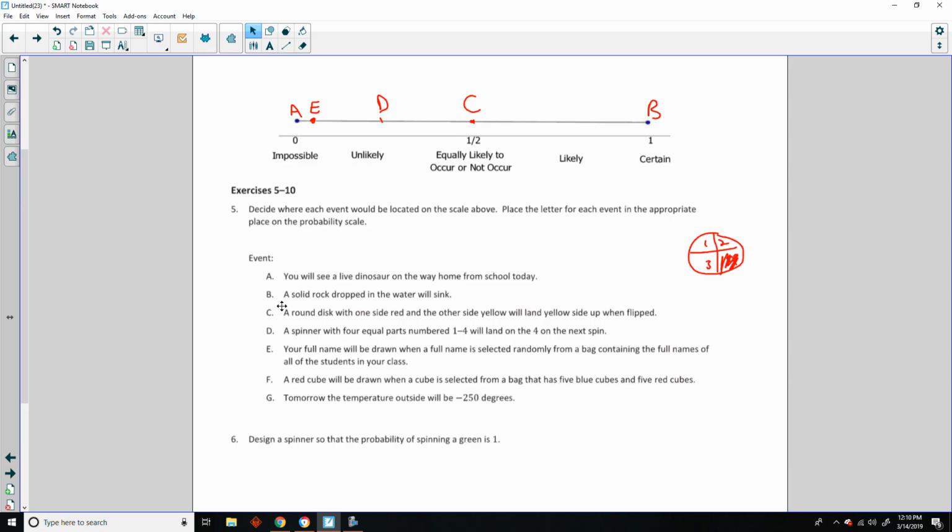So it would be anywhere between 1/2 and very close to 0. All right, let's now continue on to F. A red cube will be drawn when a cube is selected from a bag that has 5 blue cubes and 5 red. Well, 5 blue, 5 reds, equally likely to occur, so I would put F right at the 50%, equally likely. Okay. G. Tomorrow the temperature outside will be negative 250 degrees. I hope not. G. That will not happen.